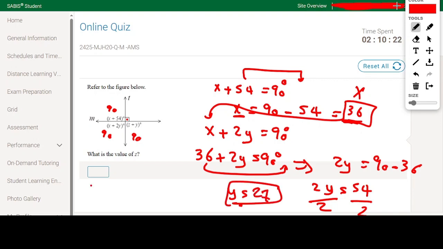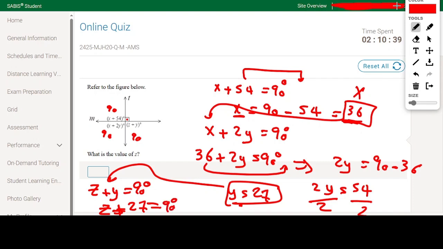Now the last one, I have z plus y equal to 90 degrees, and y is 27, so substitute here. z plus 27 will be equal to 90. 27 will go to the other side, so z will be equal to 90 minus 27, so z will be equal to 63. So the answer here will be 63.